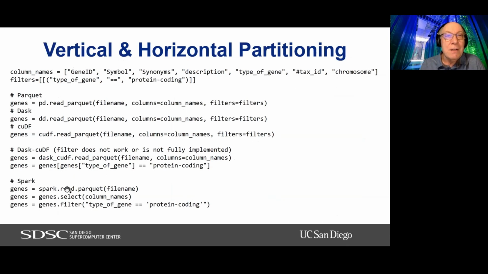Spark data frames also allow vertical and horizontal partitioning, and it works like this. You say, read this file, select the columns, and filter by this. Now, this looks like it's 3 separate steps, but as you probably heard, Spark evaluates lazily, so it will actually only read the data that it needs.